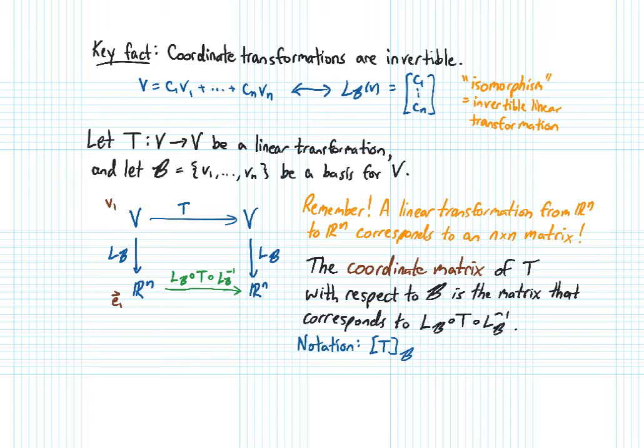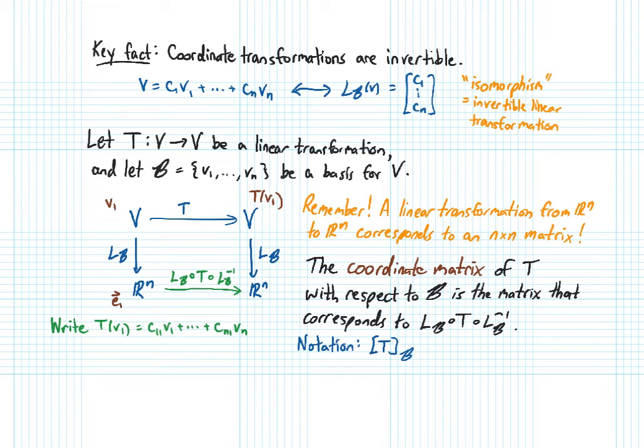So then we want to go to the right. And for this, we don't know anything special about T. T is just supposed to be any linear transformation from V to V. So all we can say is that the result is T of V1. And then from there, we want to apply the coordinate transformation to get back to Rn. So how do we do that? Well, the general procedure for computing a coordinate transformation is that you write your vector as a linear combination of the basis vectors, and then the coefficients are the entries in the vector that you get from the coordinate transformation.